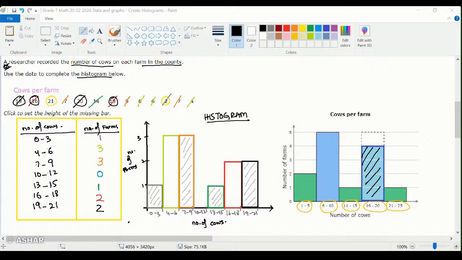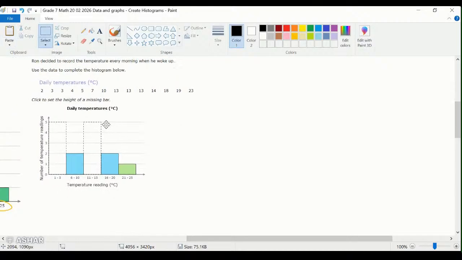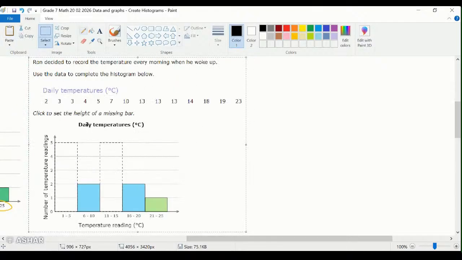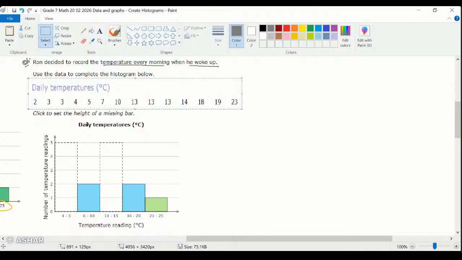Okay, what they are doing is they are giving us some information, and they're asking us to complete the graph. For question number 6, they're asking us to complete the histogram. It says Ron decided to record the temperature every morning when he woke up, right? He took these temperature readings. Daily temperature readings were these. Okay, this information was given to us.